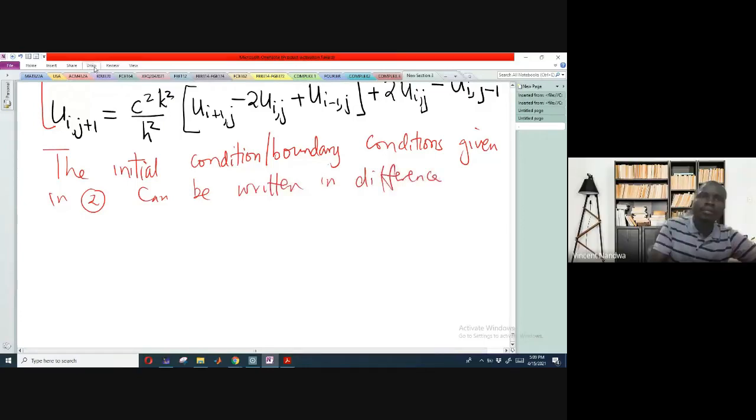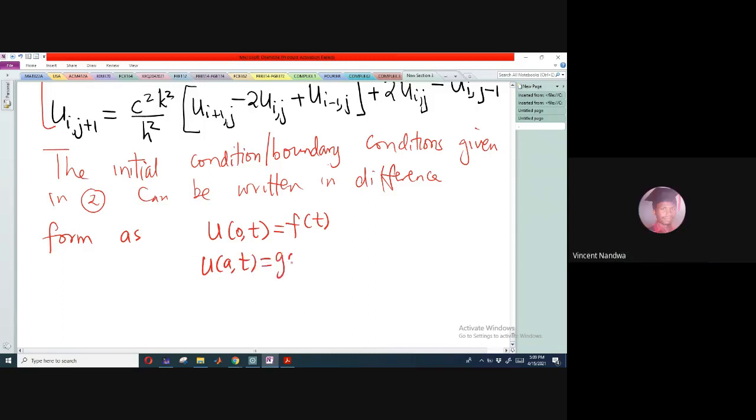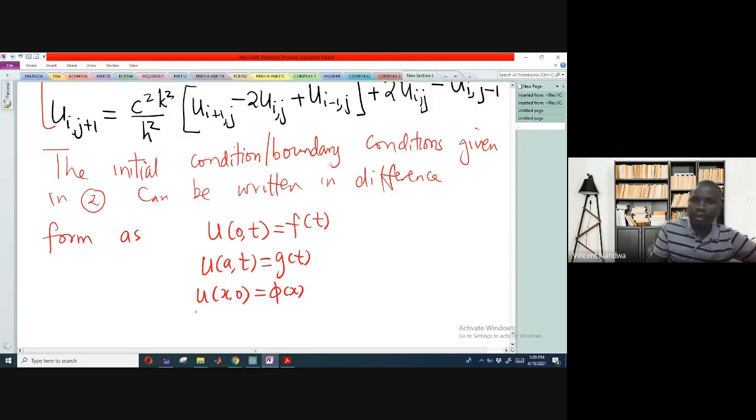So we can write those ones in difference form. Remember the initial conditions were given by u(0,t) equals f(t), and then we had u(a,t) equals g(t), and then u(x,0) equals phi(x), and then partial u partial t at (x,0) is given by psi(x).